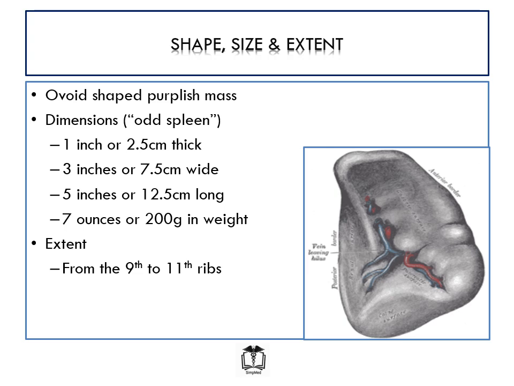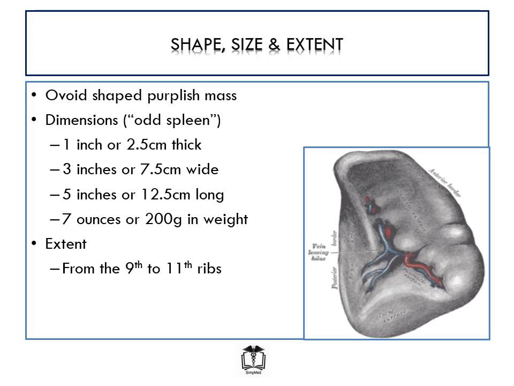In terms of gross anatomy, the spleen is said to be an ovoid shaped purplish mass. You get to see it in the labs. It has a very unique set of dimensions. We usually refer to this as the odd spleen. This is in terms of its thickness, width, length, as well as weight. In terms of its thickness, about 1 inch thick. That's about 2.5 centimeters. In terms of its width, it's about 3 inches or 7.5 centimeters wide. It's about 5 inches long or 12.5 centimeters long. And then finally, it weighs about 200 grams or 7 ounces.